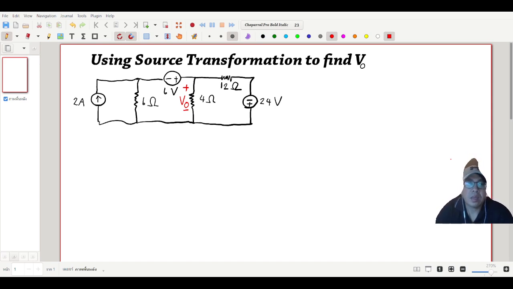Can we observe how many total independent sources there are here? The independent sources are the current source, 2 ampere, on the left hand side, the independent voltage source, 6 volt, in the middle position of the circuit, and the last one on the right hand side, 24 volt. Source transformation. Here we go. Let's get started.